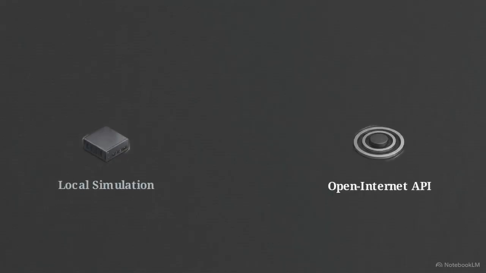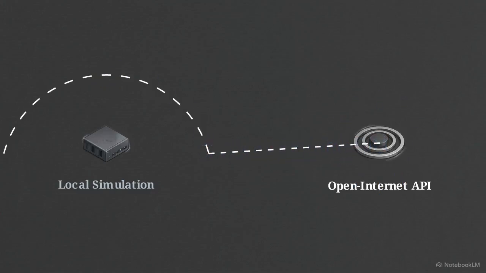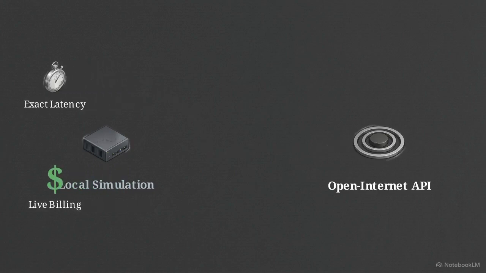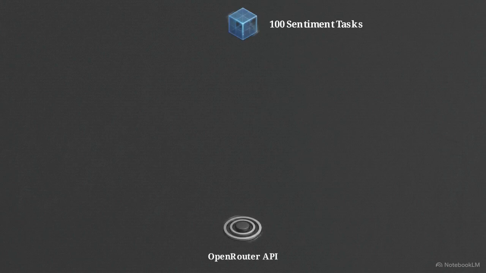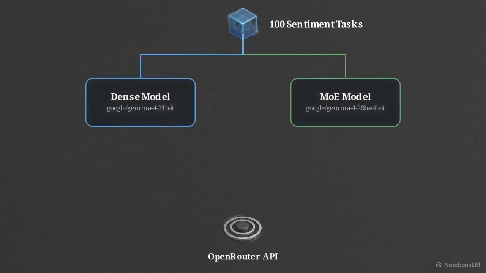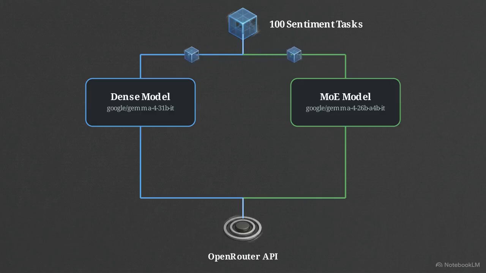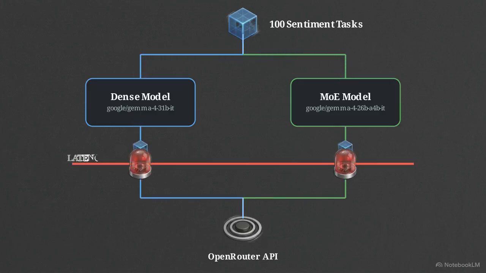It skips local simulations entirely. It takes real-world prompts and fires them through open internet APIs to record the exact response times and billing data. We are stripping away the AI mysticism to look at the raw, mathematical reality of how these models behave under live load. We took 100 live sentiment analysis tasks and pushed them through the OpenRouter API, sending them down two identical pipelines, a standard dense model and its MoE counterpart.